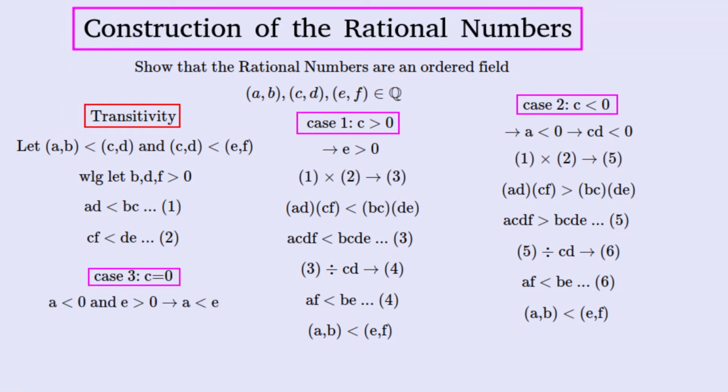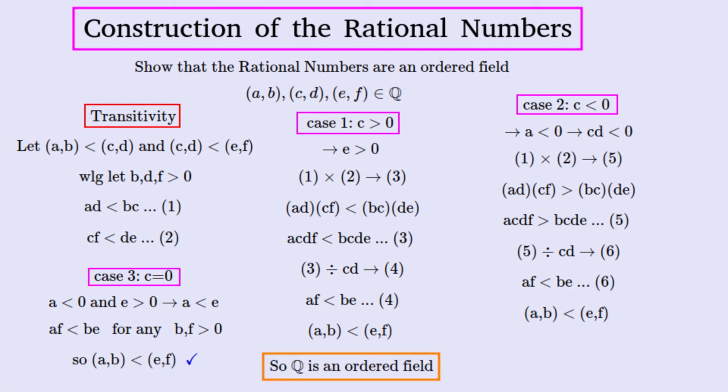using the definition we get this inequality. So now in this third case, when C is equal to 0, A must be negative to be less than 0, and E must be positive to be greater than 0, so E must be greater than A. In fact, if we multiply these two numbers by any positive numbers, this inequality will still be true, because the left-hand side will be negative and the right-hand side will be positive. So this inequality will be true again, so we've proven transitivity true for this field.